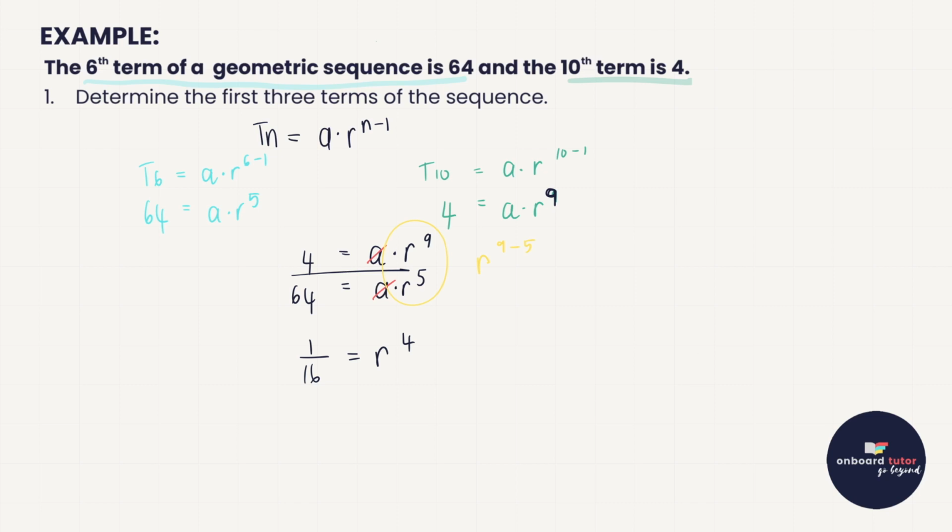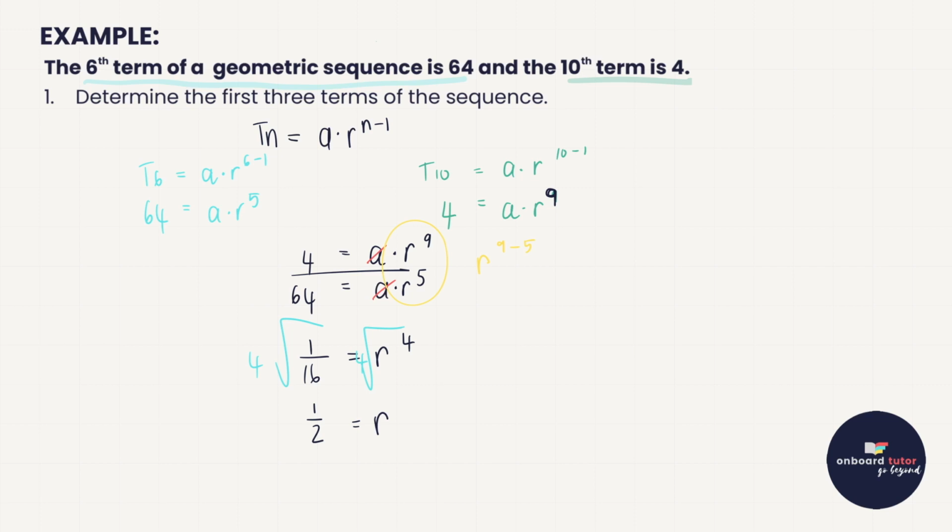Now, in order to solve for r, since it is being raised to the power of 4, I am going to take the 4th root. And what I do to the one side, I do to the other side. This is simply going to give me r on the right-hand side, and on the left-hand side, the 4th root of 1 over 16 is a half. So we now have an answer for r.